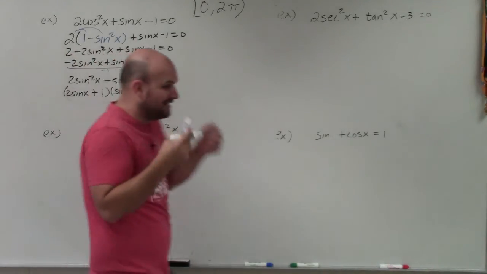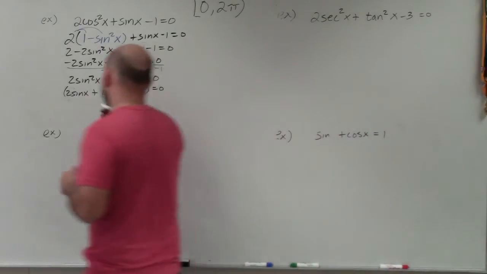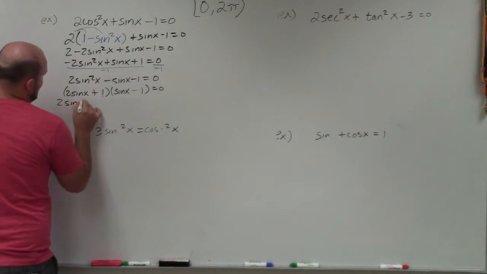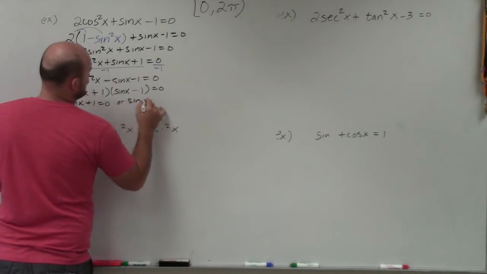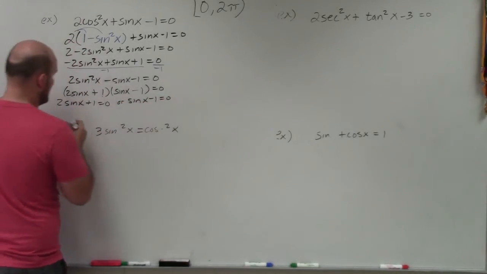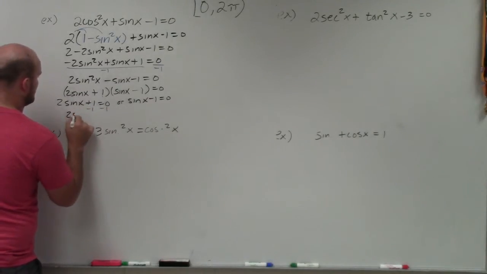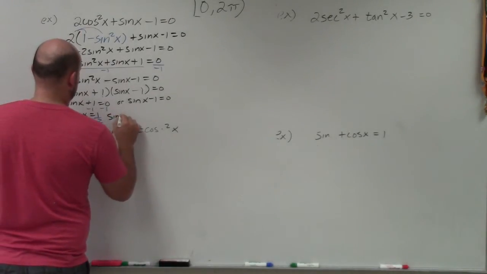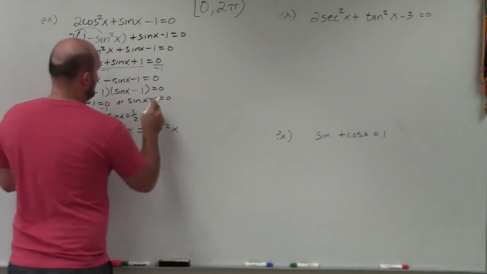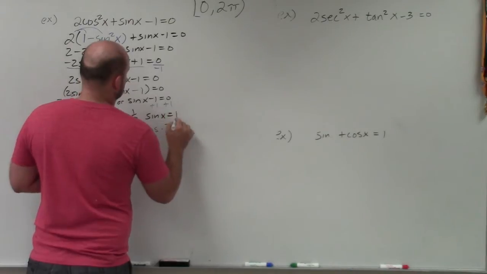Now I have an expression times another expression equals 0. So I can apply the zero product property. So I do 2 sine of x plus 1 equals 0, or sine of x minus 1 equals 0. Then I just go ahead and solve using my inverse operations. And you can see I'm getting very, very low here on my work. So I have sine of x equals 1/2, or sine of x equals 1.